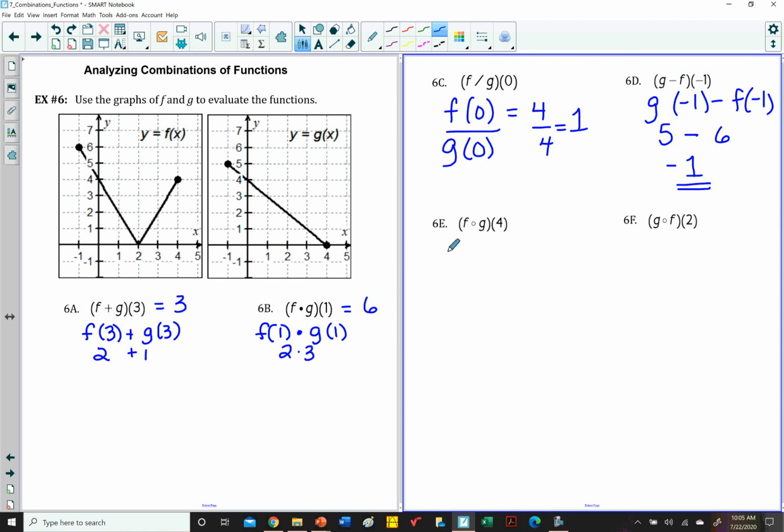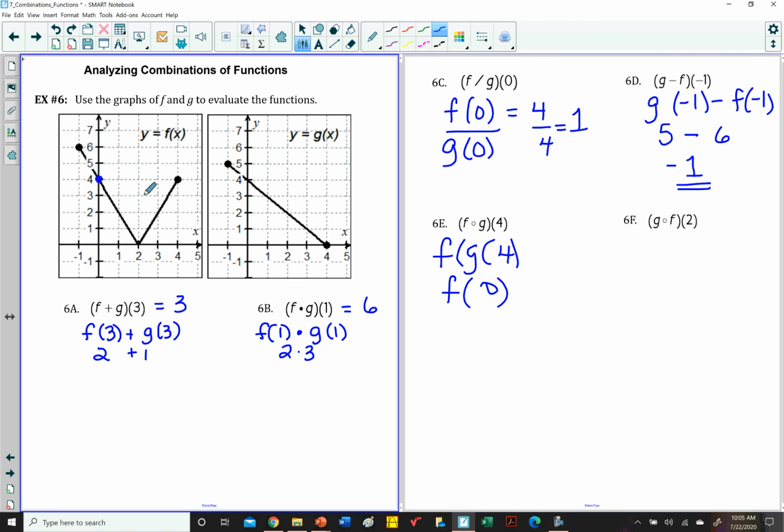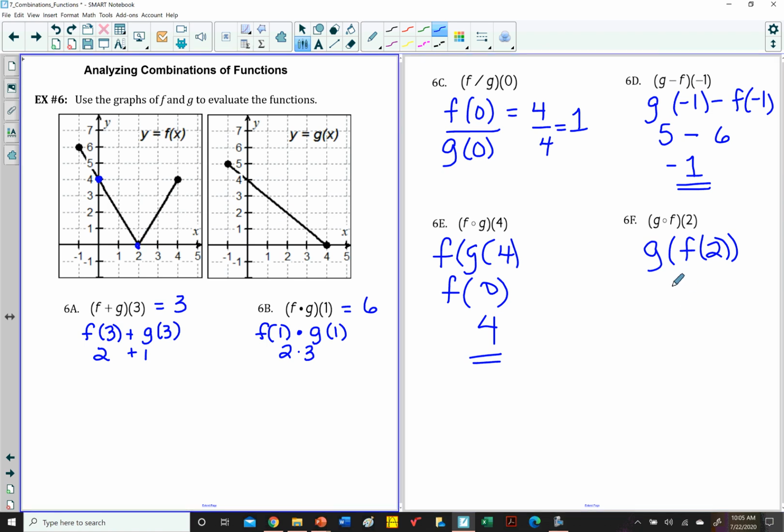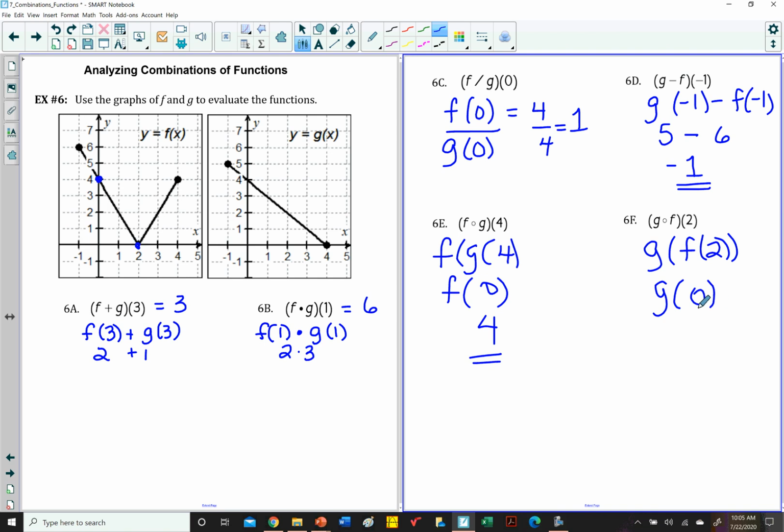Now here we got a composition, so that we want to know the f of g of 4. So what do we have? The g of 4 is 0. And the f of 0 is 4. And then this last one, the g of f of 2. So on the f graph, the f of 2 is 0. And the g of 0 is 4. They were both 4. Okay, you got that?